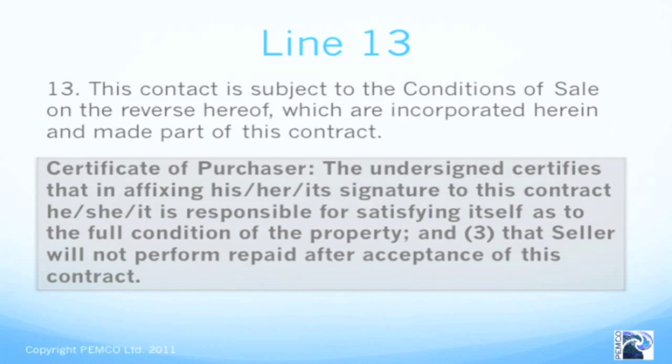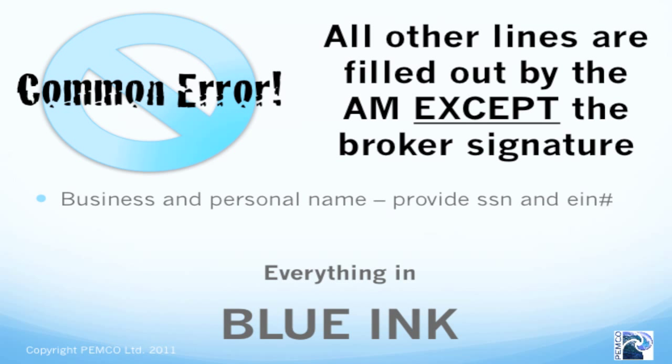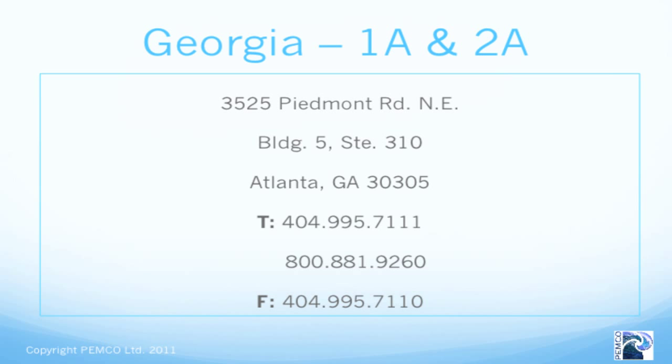Line 13 is the certification of the purchaser. Your buyer's name and current address will auto-populate beneath the text. A signature in blue ink will still be required beneath the typed version of your buyer's name. All further lines are auto-populated or filled in by the asset management company, except for the broker signature in the bottom center. Please make note that if you are using your actual name and your business name, a social security number and EIN number will be required. Once again, if your business name and your personal name are on the contract, please provide us with both social security and EIN numbers. Well, believe it or not, we are all finished.